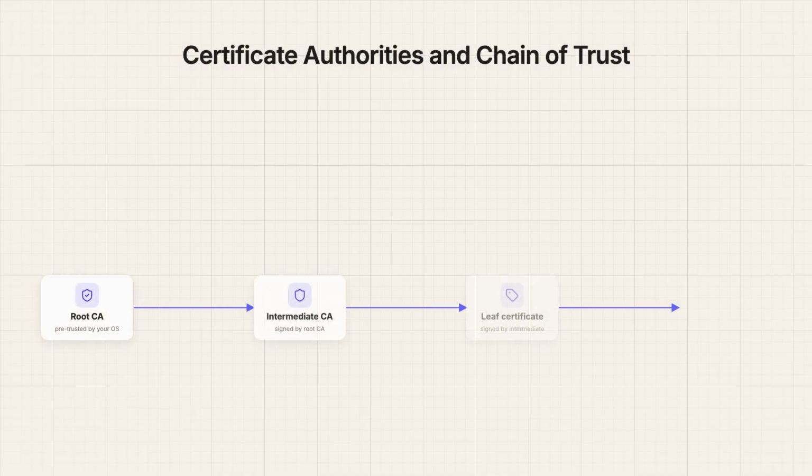Trust flows in a chain. Your operating system ships with a built-in list of root certificate authorities it trusts unconditionally. Those roots sign intermediate CA certificates, and intermediates sign the leaf certificates handed to individual websites. The browser receives the leaf and intermediate and walks backward up the chain, verifying each signature until it reaches a root it already trusts. If every signature checks out and a root is reached, the certificate is valid.